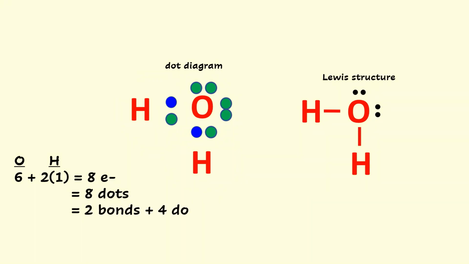Now remember, the lines represent a shared pair of electrons, or 2 electrons, but we need to account for 8 electrons. So we need to make sure we include those 2 unshared pairs of electrons on the oxygen. So now when we add them up, 2, 4, 5, 6, 7, 8, we have a total of 8 electrons represented. 2 unshared pairs, 2 bonds. We could also write it as a molecular formula.